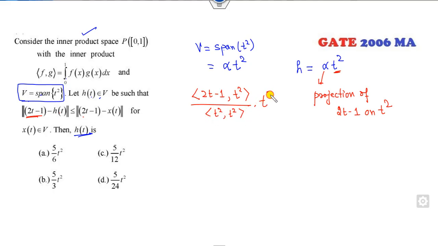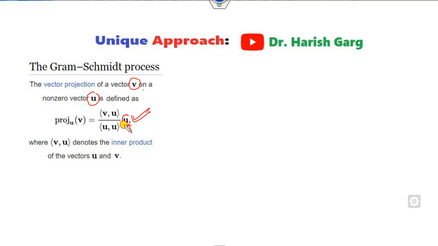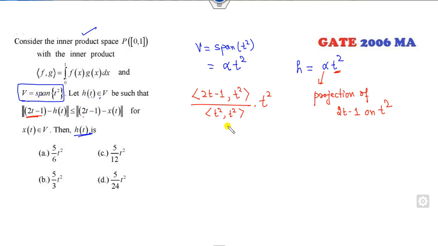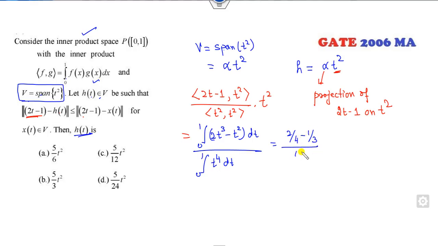Fine, into, I can use the same rule. Whatever is here, the same in the denominator, u into v. So you can see it is the projection on this. What is the numerator part? You have to apply this rule, the product of this. So it is 2t cube minus t square. What is the denominator? This into this is t raised to power 4. So what is the answer of this? It will be 2 by 4, it is 1 over 3 divided by 1 over 5. So it's 1 over 2.